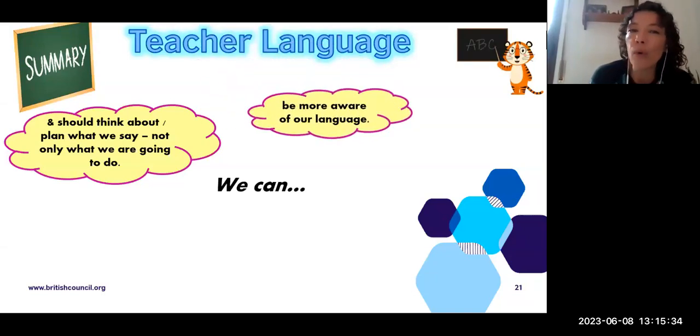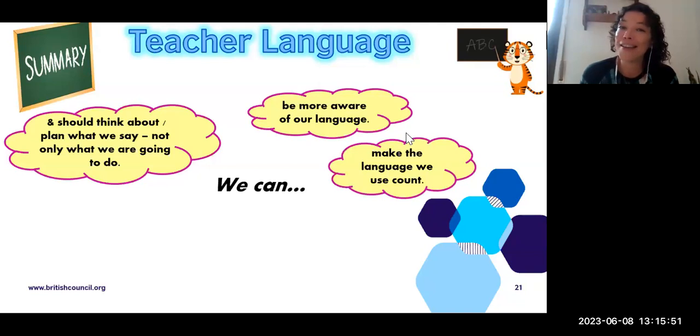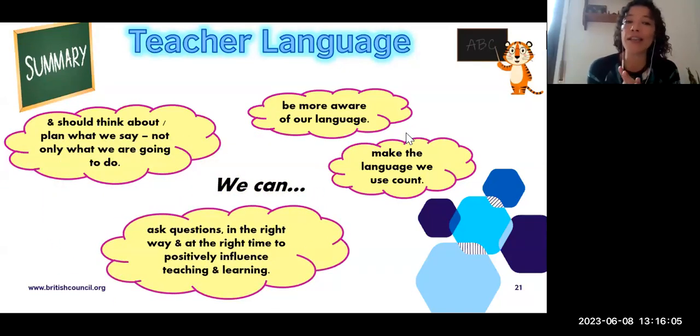Because we can be more aware of our own language. I think often we're very aware of theirs, rightly, but we can also give more thought to our own. And I think we can really make our language count. So even with the examples of the songs, we can make what we are saying a part of their overall learning experience and language input. So we can ask questions in the right way and at the right time to really positively influence teaching and learning in general, is what I feel.